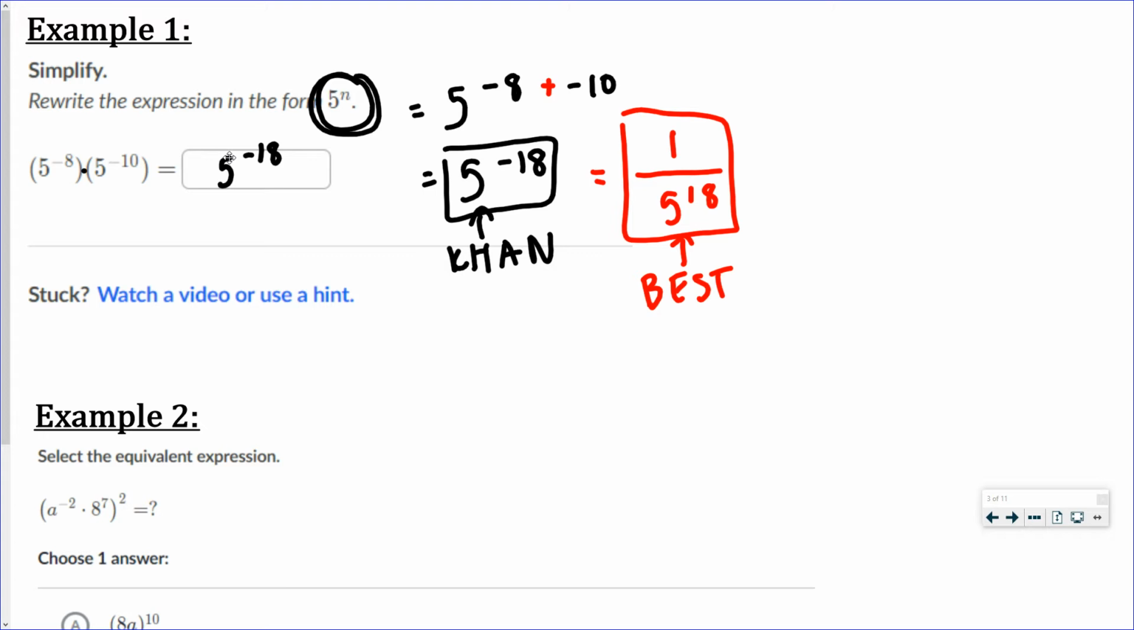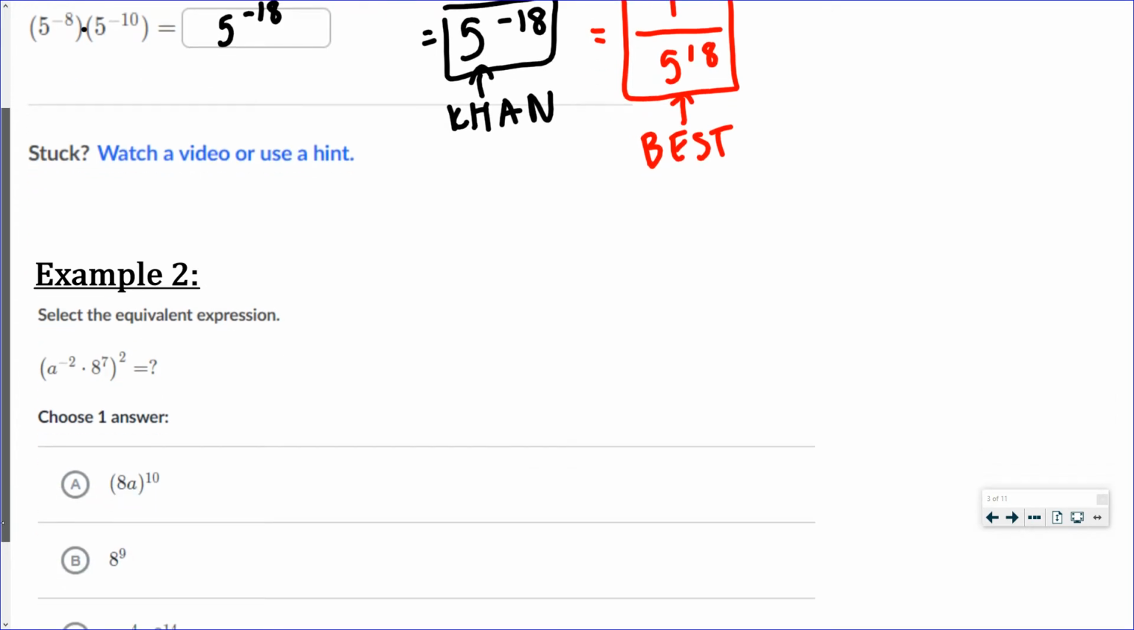Okay. Let's try another one. Let's throw some variables in. I actually think exponent properties are easier to do with variables. So here I have a to the -2nd times b to the 7th, and I'm going to square that. Now, there's a lot going on here. You're like, oh, I see a negative exponent, and this whole thing's being squared. Sometimes I take care of the negative exponents kind of last.